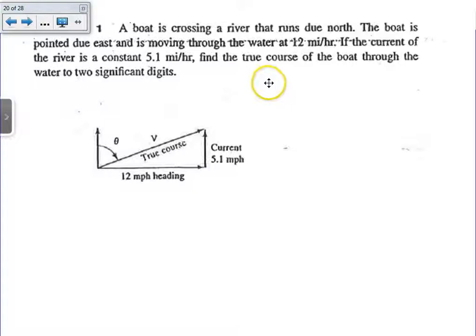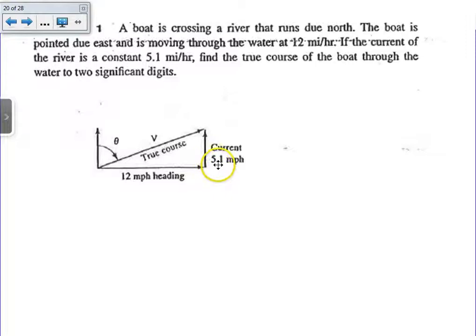Here's a problem, and it gives you the boat, kind of like the one that we saw in another set of notes. And the boat is crossing the river that runs due north. So here's our river's current going due north. The boat is trying its hardest to go east, but because of the river, it's going to be pushed up onto the diagonal.